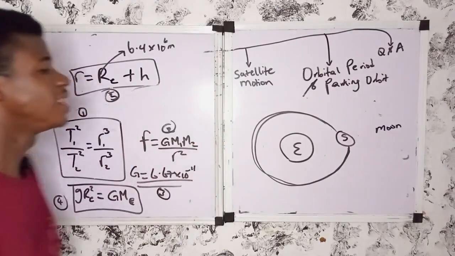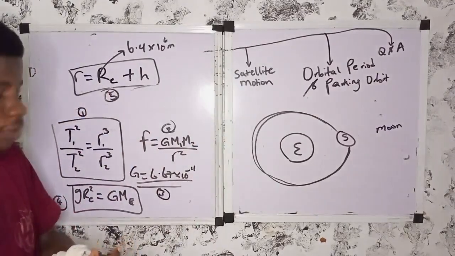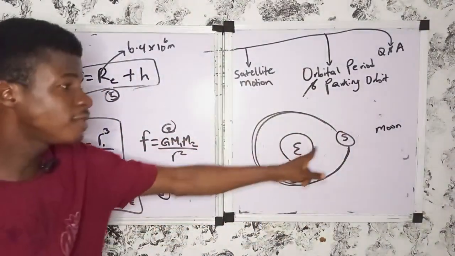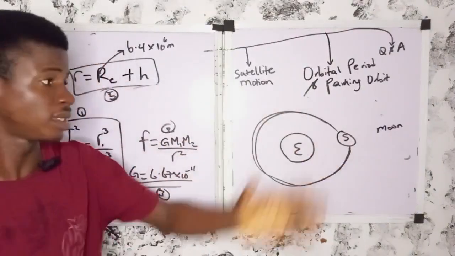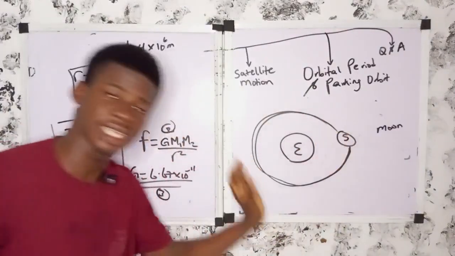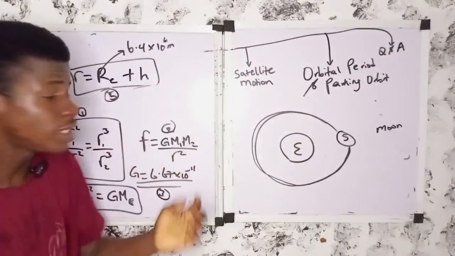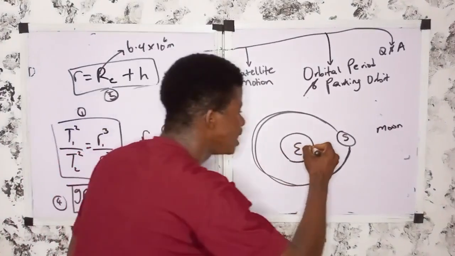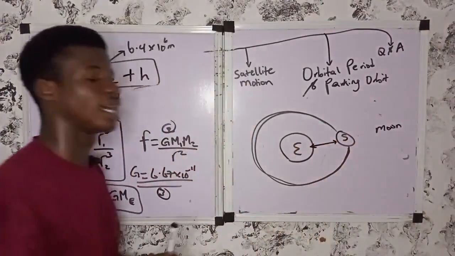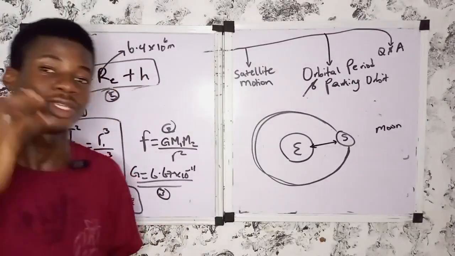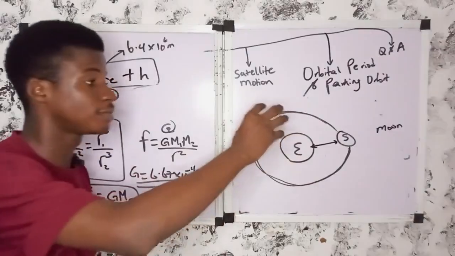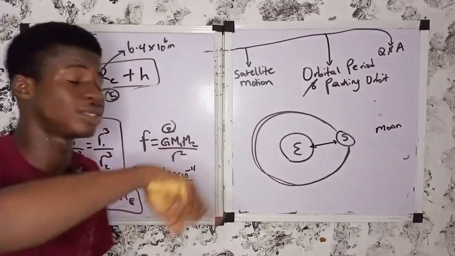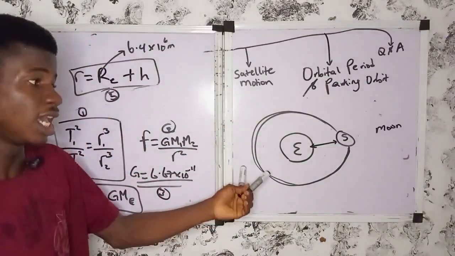Under satellite motion. So satellites are bodies that revolve around the Earth, right? Yes. Now there is a force of attraction. What enables this object to revolve around the Earth? It is as a result of the gravitational force of attraction between the Earth and that object, the satellite rather. This is what keeps the object revolving around the Earth. I don't know if you understand.